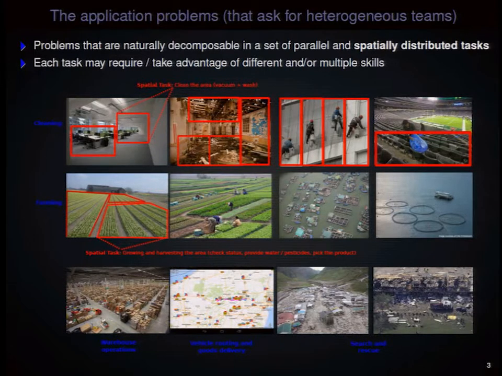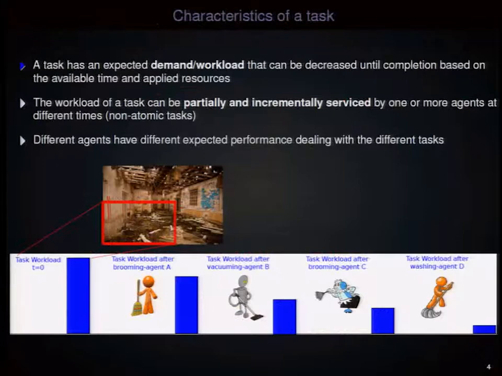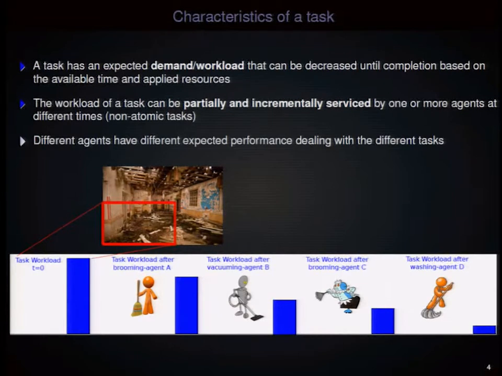From the modeling point of view, we can see all these problems as naturally decomposable in a set of parallel, spatially distributed tasks which may require different skills. In our model, every task has an expected workload that can be incrementally serviced by one or more agents at different times. Tasks are therefore non-atomic. This is illustrated in the figure for the case of a cleaning task.